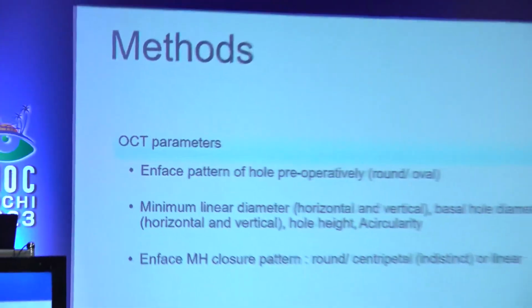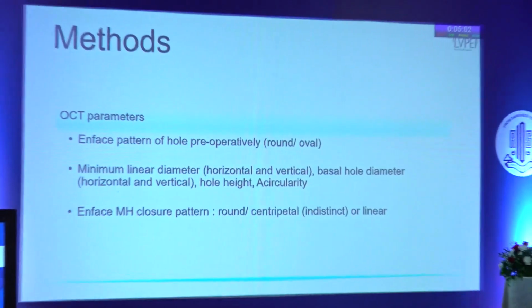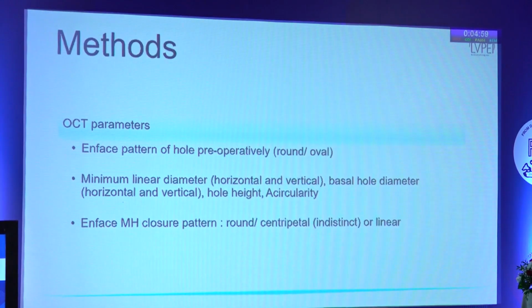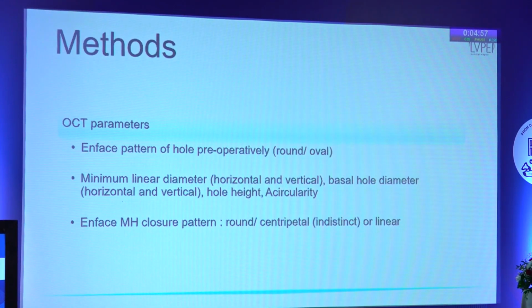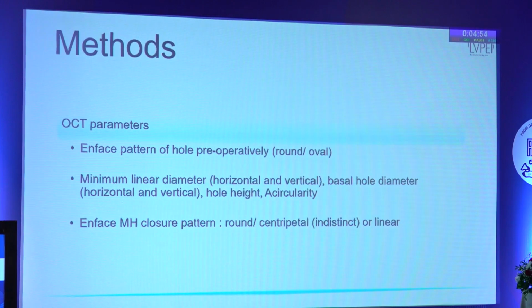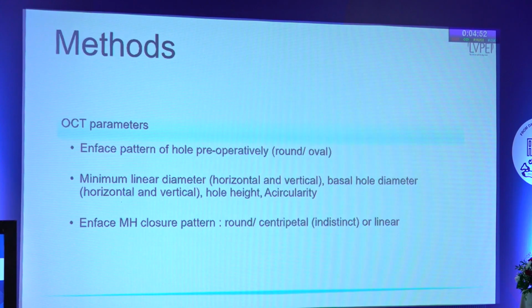So this is why we went ahead with the study, to try to determine how these macular holes are closing on en face OCT. This was a retrospective study, and we took all the macular holes for the past 1 year, and we used multiple OCT machines to analyze this. The OCT parameters analyzed were the OCT pattern of hole closure and the preoperative hole orientation, either round or oval. We measured all the indices also, like MLD, basal hole diameter, and hole height. We also measured the acircularity to see how the hole orientation is.